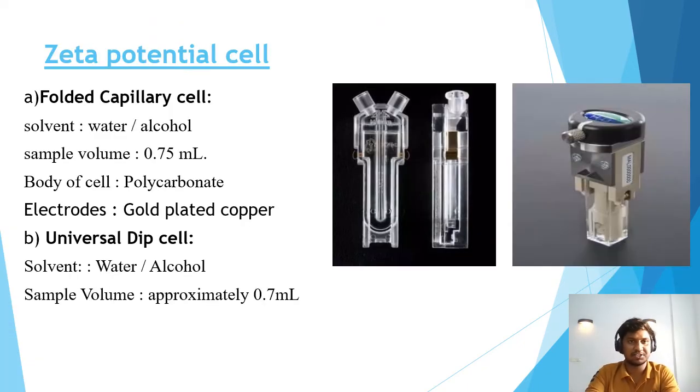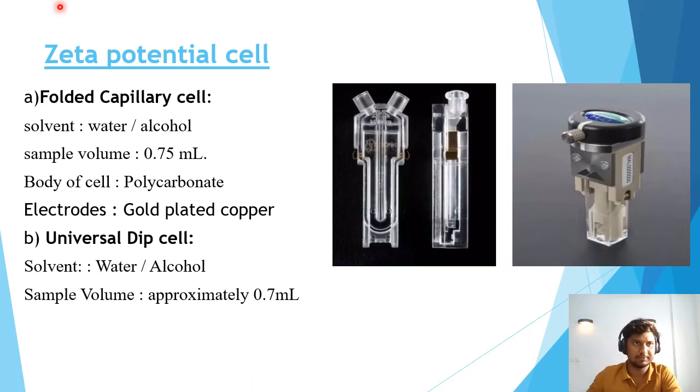Coming to the next, the zeta potential cell. There are two types of zeta potential cells available. One is the folded capillary cell and the other is the universal dip cell. The first picture shows the folded capillary cell, and the second picture shows the universal dip cell. The solvent in the folded capillary cell can be water or alcohol. The volume of this folded capillary cell is around 0.75 ml, and it is made of polycarbonate material. The second cell is the universal dip cell, in which the solvent can also be water or alcohol, and the approximate volume of this cell is around 0.7 milliliters.